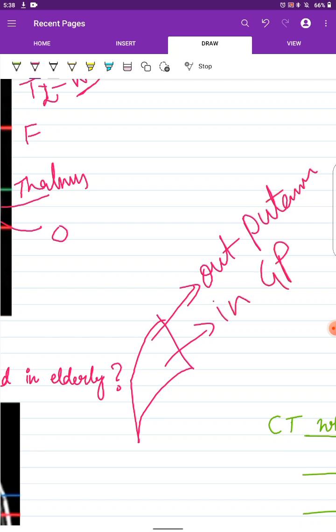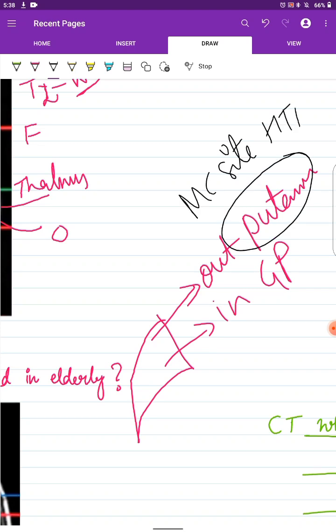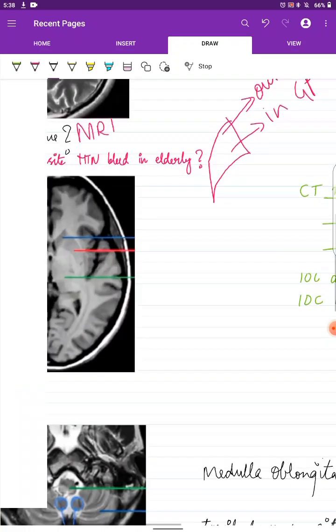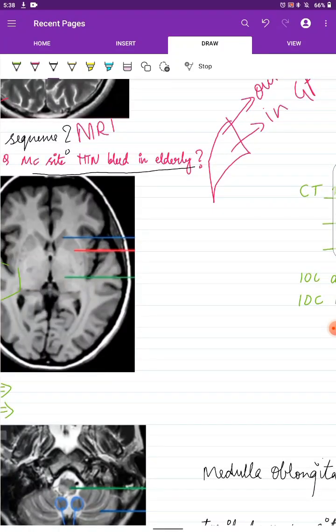This is the most common site of bleed in elderly with hypertension. The question, the most common site of bleed in elderly with hypertension is putamen.